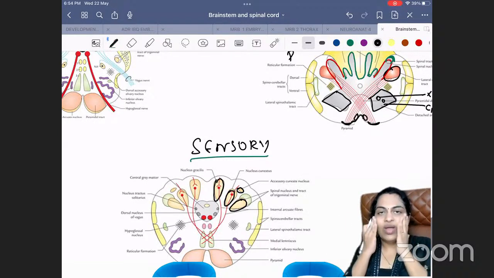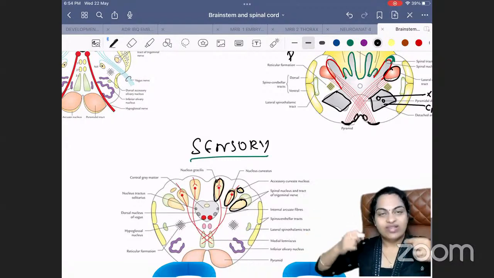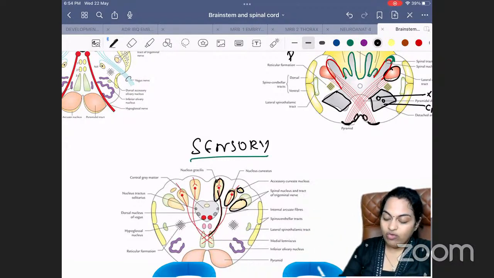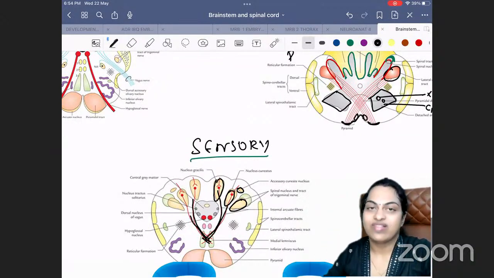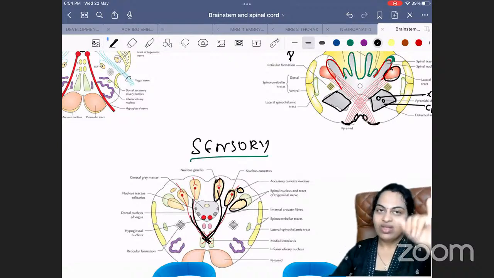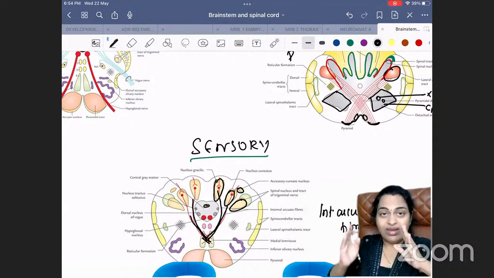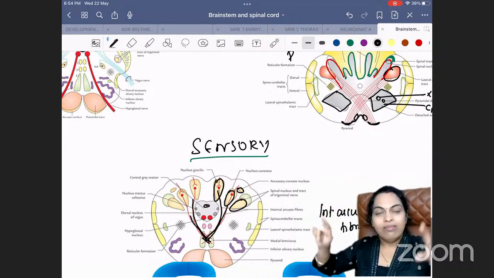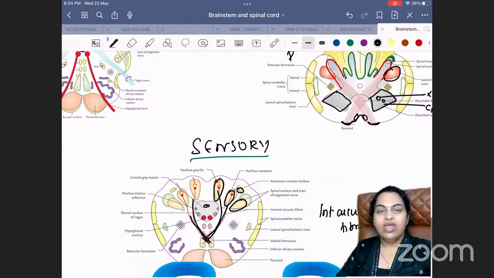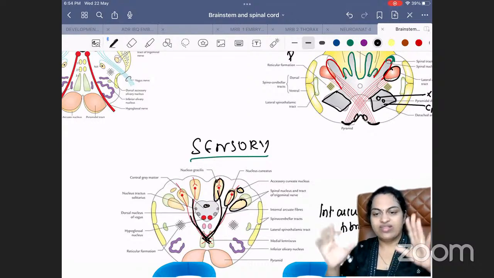Now, something interesting is going to happen here. The axons from the nucleus gracilis and cuneatus, you can see them moving forward and decussating with the opposite side to form the medial lemniscus, the posterior column pathway. So that's why it's called the sensory decussation. And these fibers are called the internal arcuate fibers. And you can see the central canal of the spinal cord, now the central canal of the medulla. This gray matter surrounding it is called the central gray matter, which will have the hypoglossal nucleus, the dorsal nucleus of vagus, nucleus tractus solitarius. So yes, this is important.